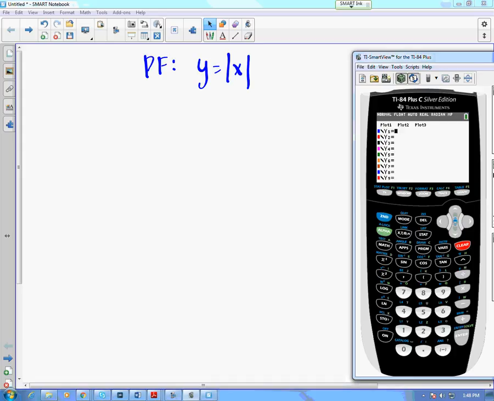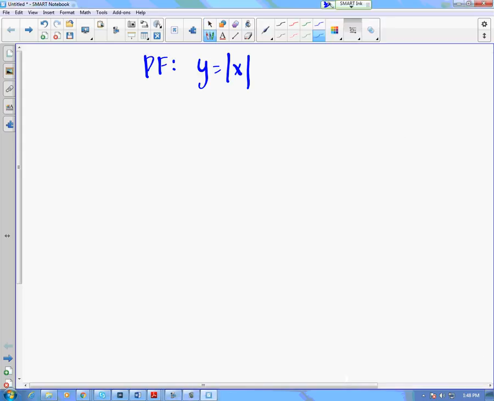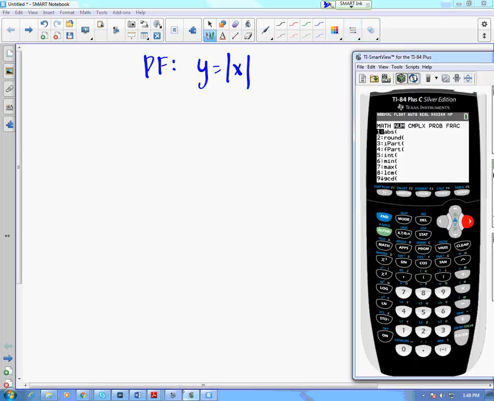If you look at all the buttons, it's not actually here. So what we need to do is go to math. The math button is underneath your alpha button. It's not listed, so we're going to go right to num, and it's the first one on the list. What's the abbreviation for it? Abs. Okay, so that's the absolute value on your calculator. Go to math, and then we arrow over to num, and then we select abs.